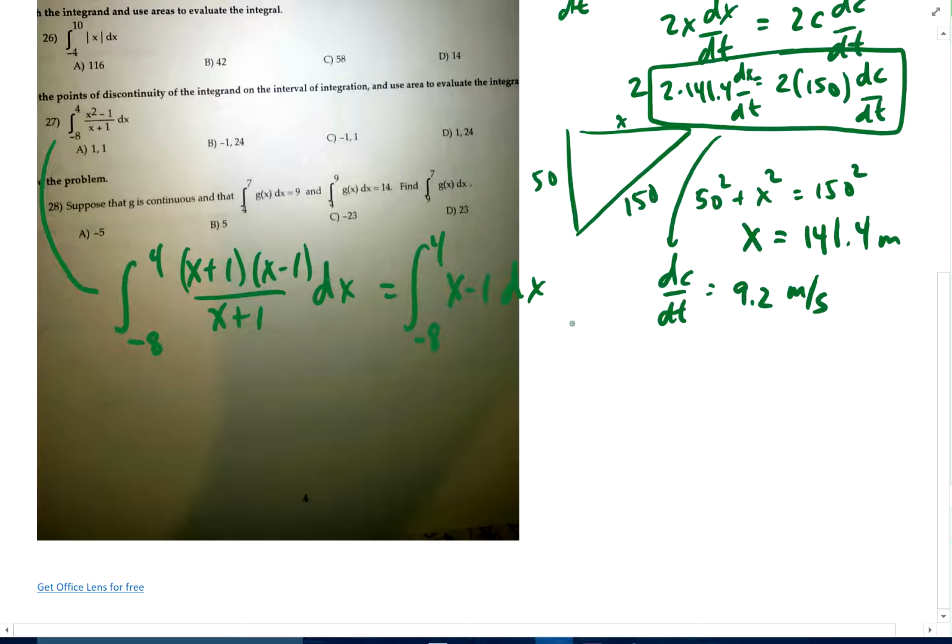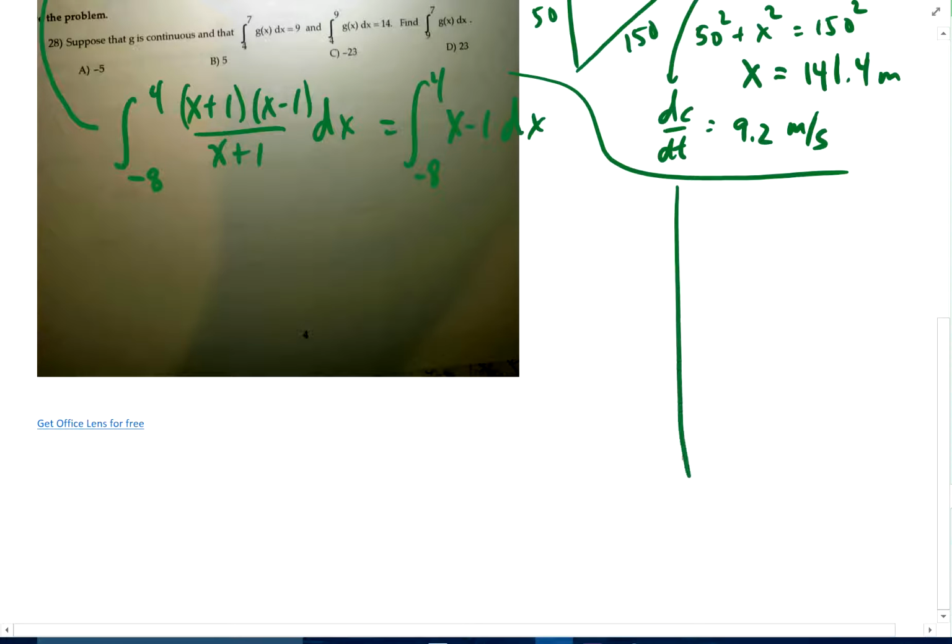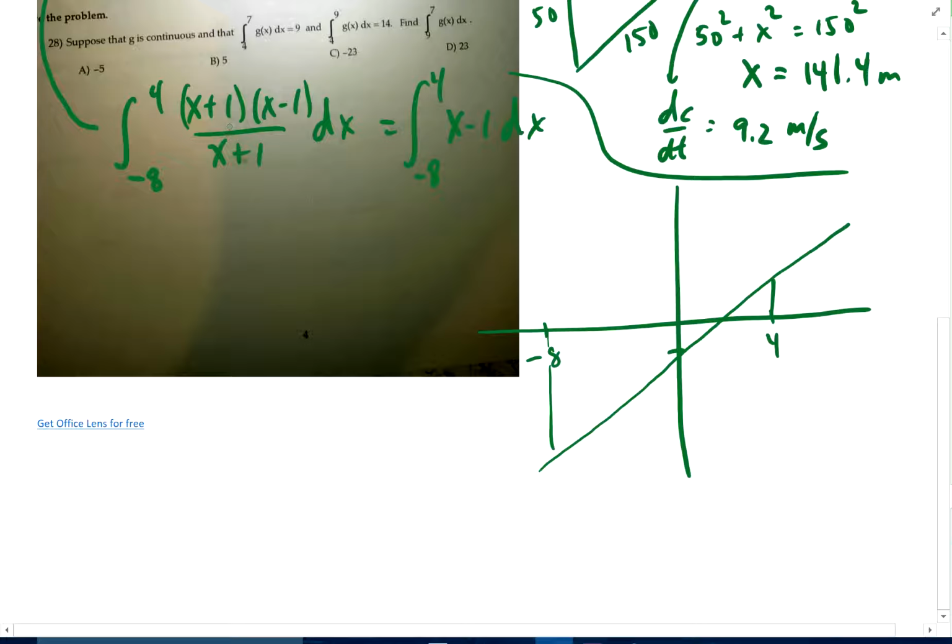So that graph, I'm going to put it down here, looks like this. Okay, x minus 1, it's got a slope of 1, y-intercept of negative 1, from negative 8 to 4. And notice there's a hole at negative 1. So the way that we would really do this integral is the integral from negative 8 to negative 1 of x minus 1 dx plus the integral from negative 1 to 4 of x minus 1 dx.